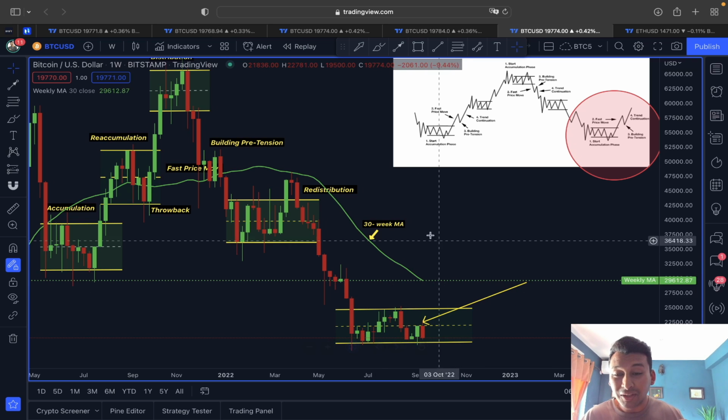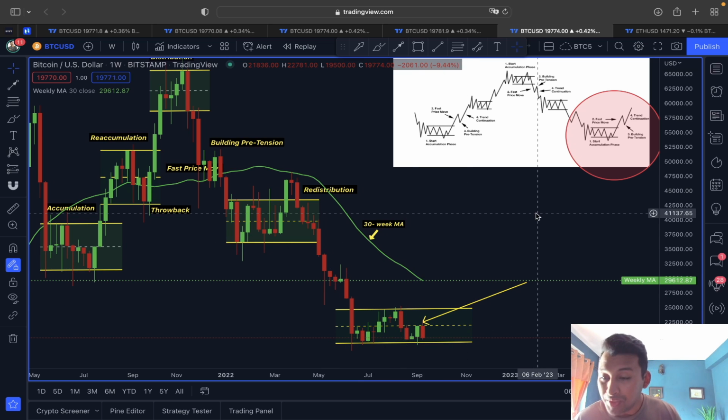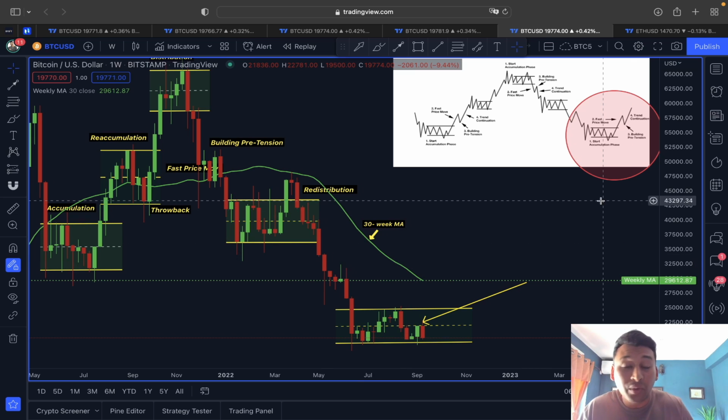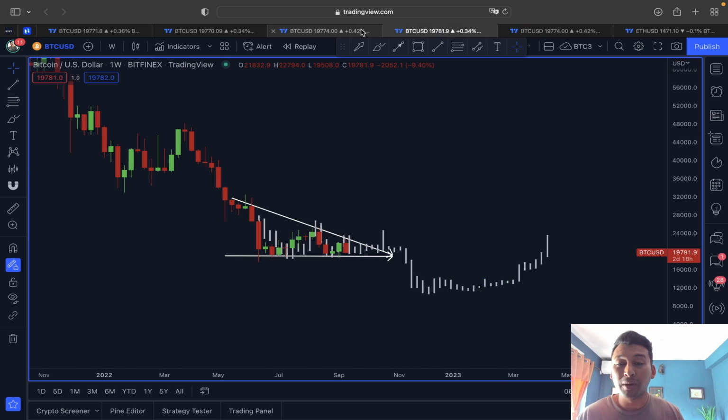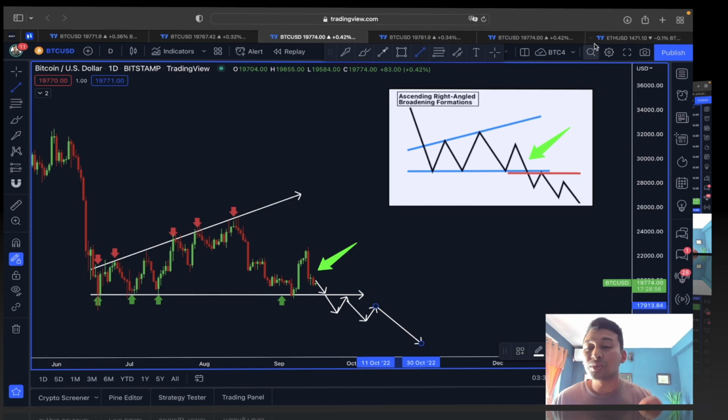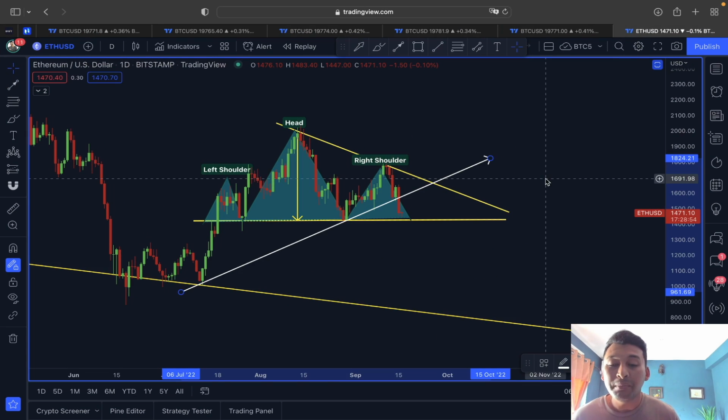Because if you look at this 30-week moving average, it is around 29,600 and price of Bitcoin is around 19,700. So that's why, guys, for an actual accumulation phase, this line must be flipped into support. So these were some of the scenarios that I wanted to talk about for Bitcoin. Now let's also dive into Ethereum price action.